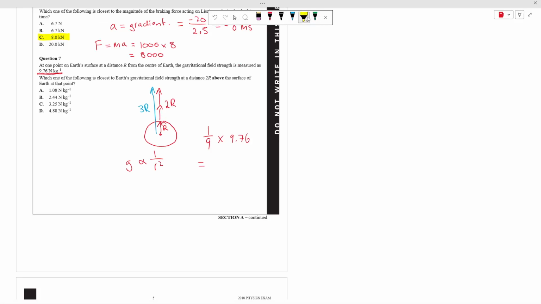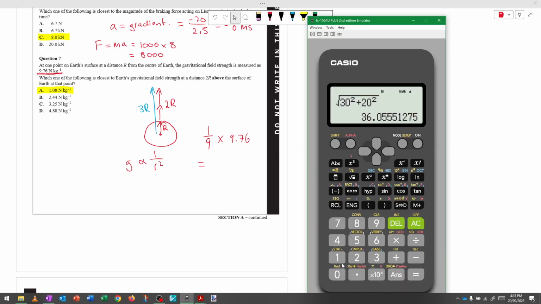Don't really have to use a calculator there, you can just eyeball it, because 9-ish or so divided by 9 is around 1. If you want to be careful, you can calculate it very quickly. Where's my calculator? Here it is. So 1 over 9 times 9.76. There you go, 1.08.